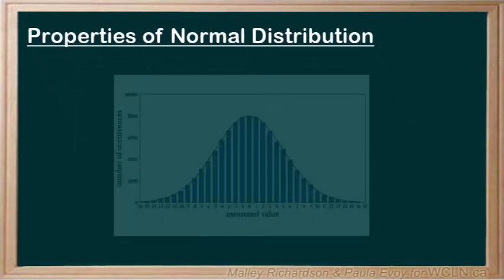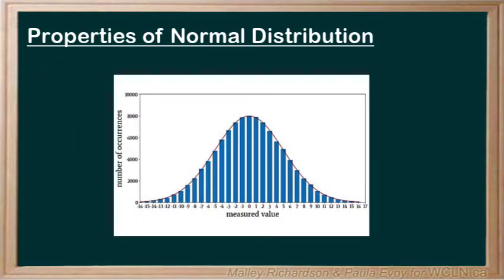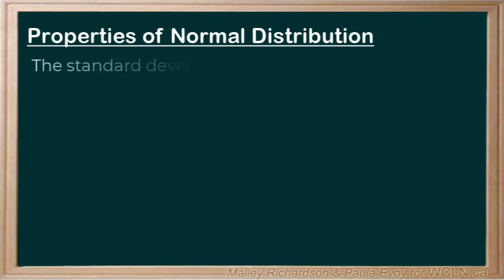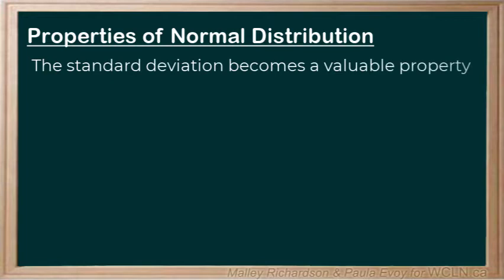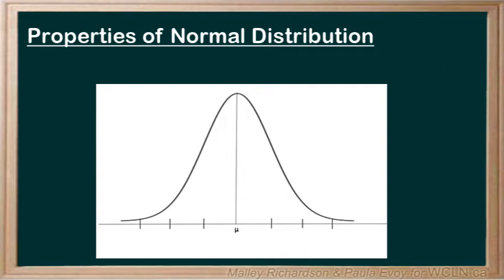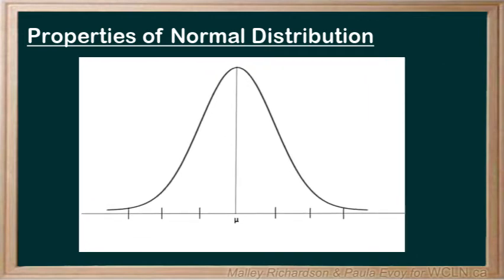Data that is normally distributed can be used as a probability function. In this case, the standard deviation becomes particularly valuable. You can use it to determine the proportion of values that fall within a specified number of standard deviations from the mean. For example, in our normal distribution below, the mean is the center of the curve.